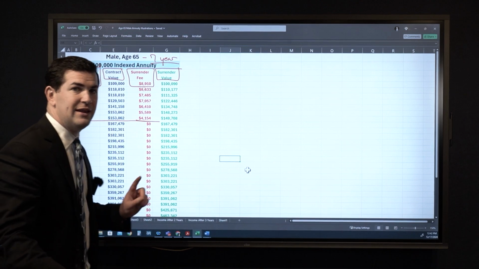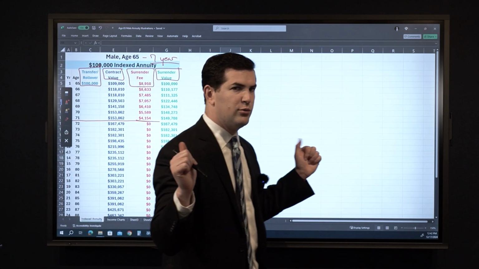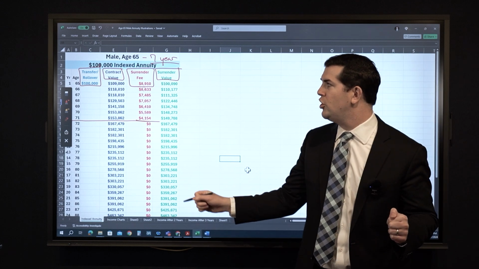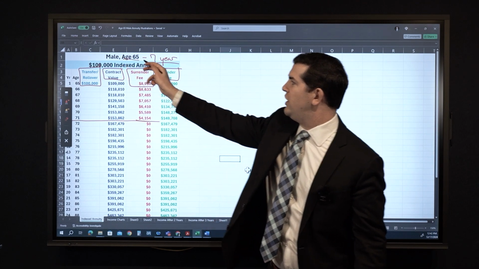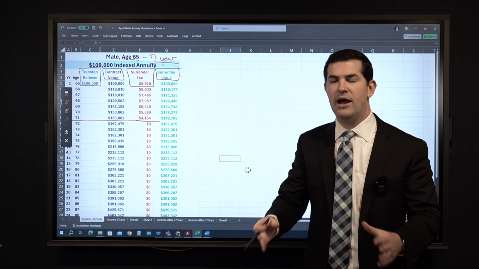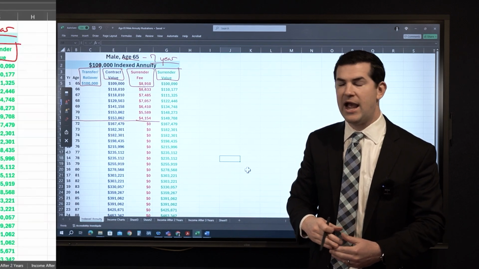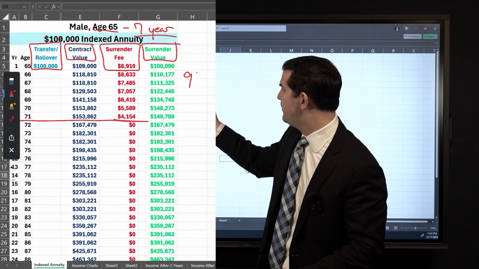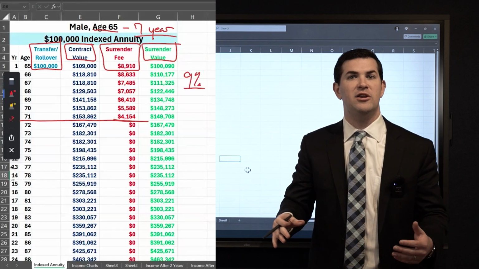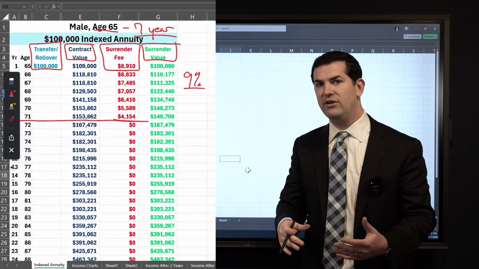Are there any other fees, do you think, associated with this product? There are not. This particular annuity would be a fit for him if he said, I just want to grow my money safely. I'm comfortable with that 9% cap rate. That cap rate of 9%, by the way, with this particular product is guaranteed not to be reduced during the first 7 years.